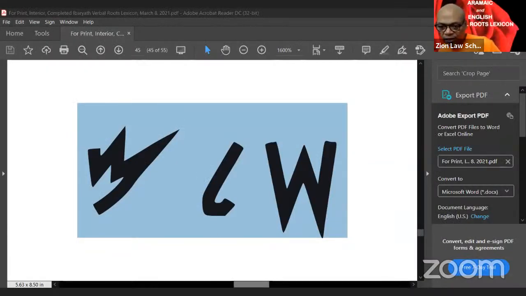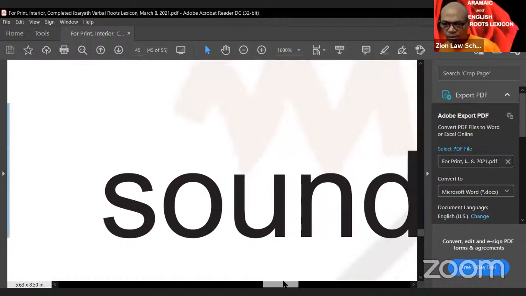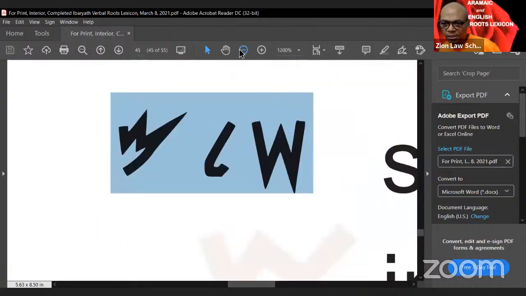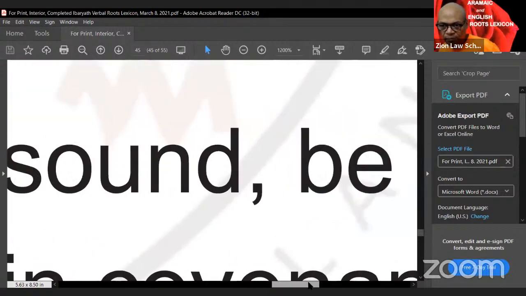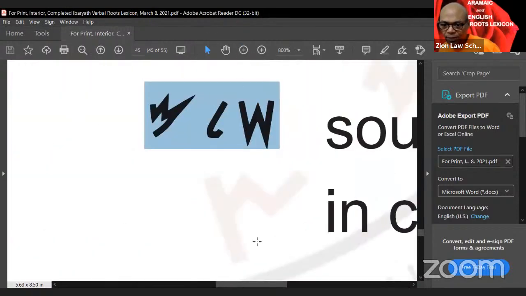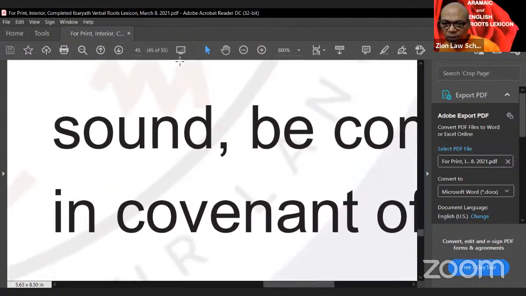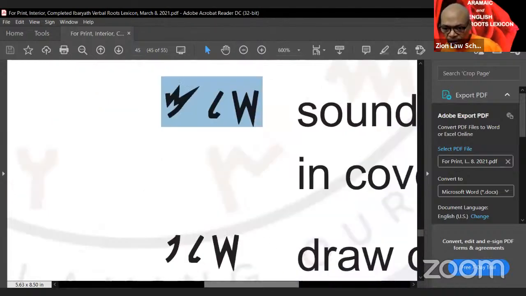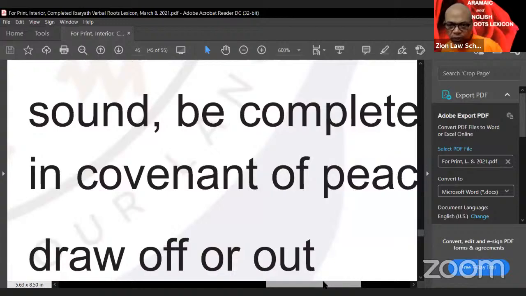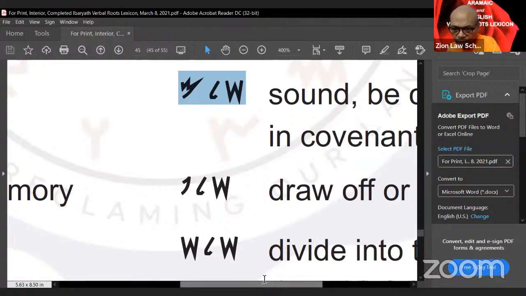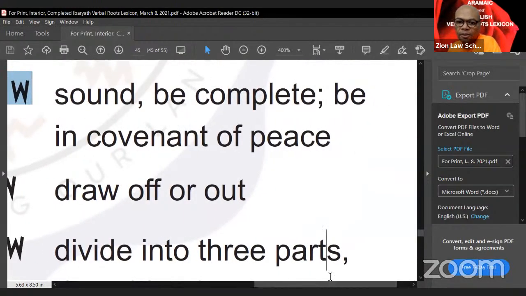So now let's look at the root word shalama. What does it mean? Let's reduce the size. What does shalama mean? Now, this word was written on the pew in a church in Georgia, okay? The first African church, right? It says what? To be what? What's the meaning? Sound. Be complete. Be in a covenant of peace.